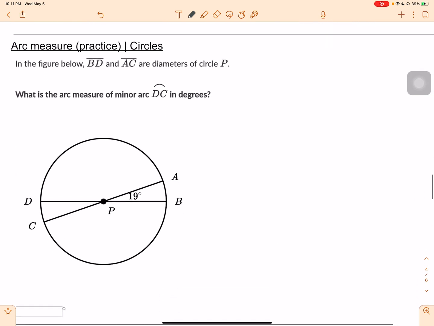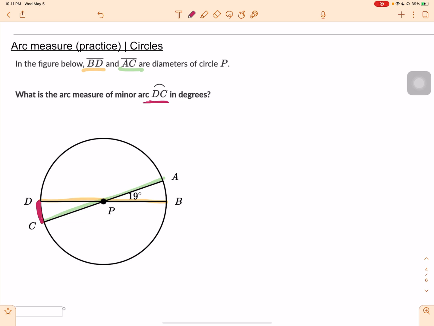All right, so here's some more arc measure practice with circles. So this is something that we did work on last semester, okay? So it's coming back, and we want to get even better at it this time. So we're told that BD and AC are diameters of circle P. What is the arc measure of minor arc DC in degrees? So we want to find the measure of arc DC here.